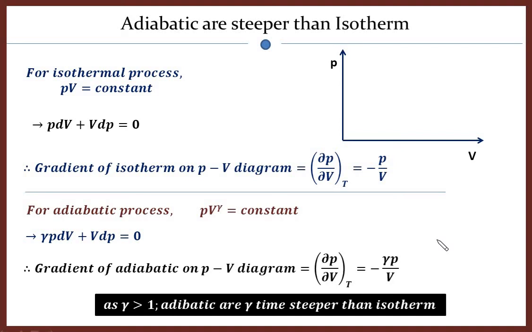Suppose you are plotting this PV relation in a PV diagram. So you will have these two curves, one for the isothermal process, one for the adiabatic process. If I ask you which curve represents the adiabatic process and which curve represents the isothermal process, now it is very easy for you because you have seen all this calculation. Here this curve is steeper, therefore this curve must be for the adiabatic process, and this curve is for the isothermal process.